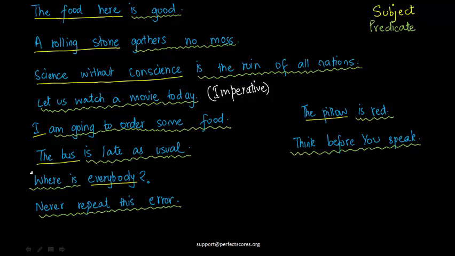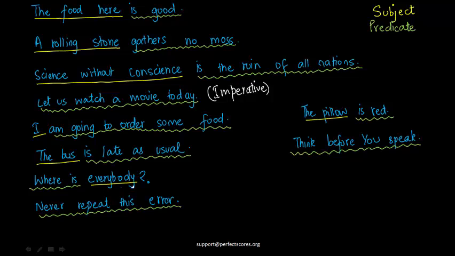The bus is the subject. Is late as usual is the predicate because that tells you something about the bus. Now in this question, this interrogative sentence, the subject comes after the predicate. The subject is everybody and the predicate is what are you asking about everybody. You're not asking who is everybody or when is everybody or why is everybody or how is everybody. But you're asking where is everybody.